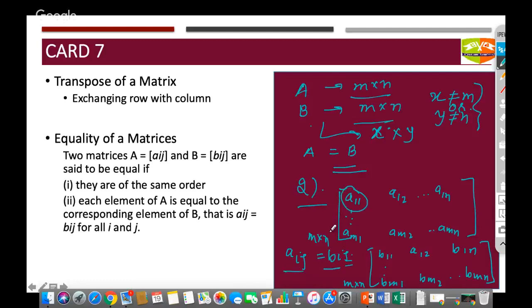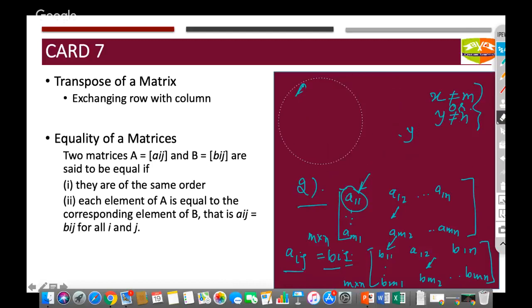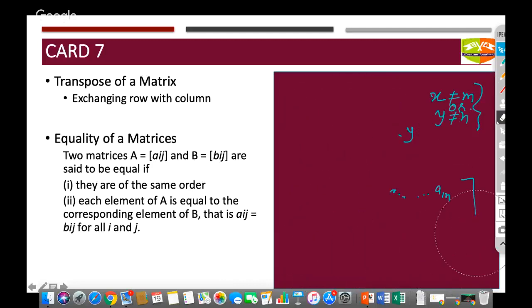So you take the element in the first row, first column, and here you have to take the element in the first row, first column. If you are taking the element in the fifth row, fourth column here, you have to take the fifth row, fourth column there also. So it means that you cannot change the corresponding position of the element. It has to be the same always.